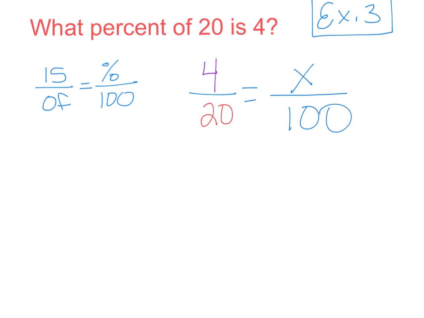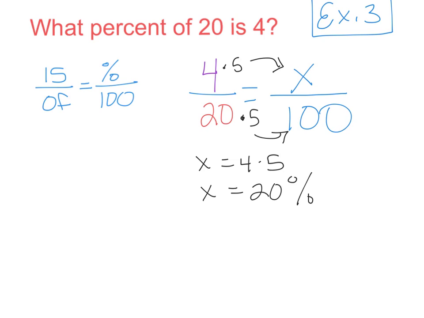What percent is that? Again, I don't need to do cross products on this because I'm using fairly easy numbers, but I could use cross products. Okay, so let's say that I just wanted to do 20 times 5 is 100, so I would do 4 times 5 to get x. So x equals 4 times 5, so x equals 20%.